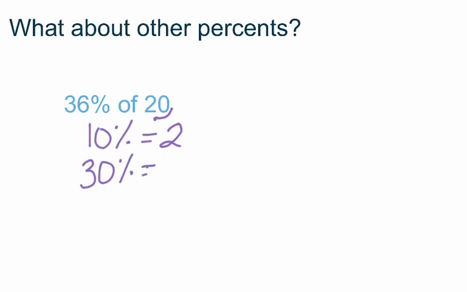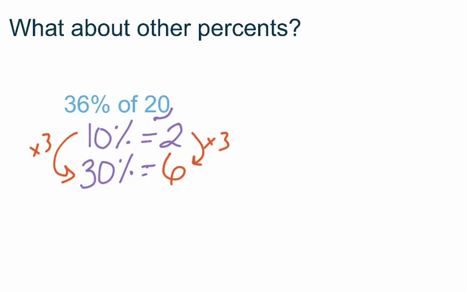Now from here, I want to try to find, let's say, 30%. And how can I go from 10% to 30%? Oh, I can do times 3. Okay, what's 2 times 3? That's 6. All right, so now we're at 30%. Now I need to find 36%. How could I do this?